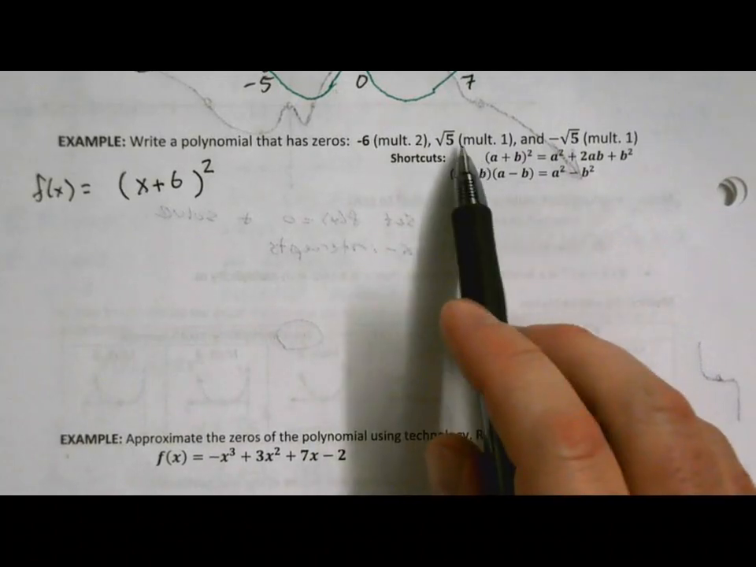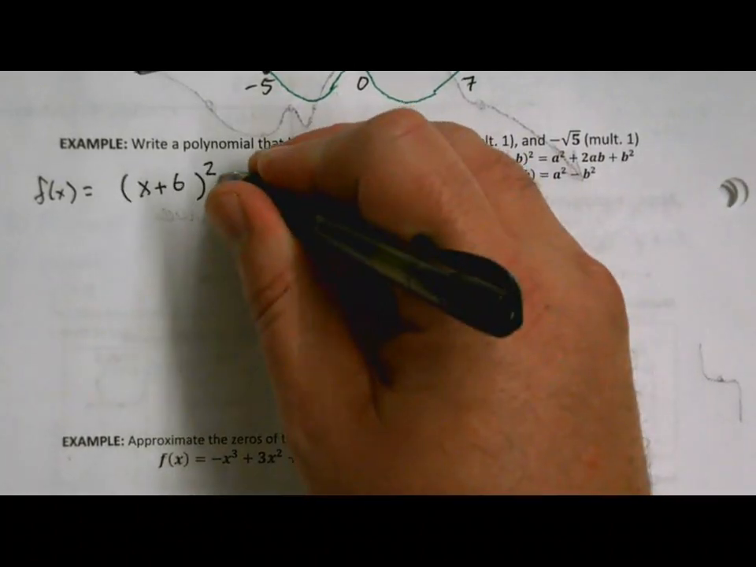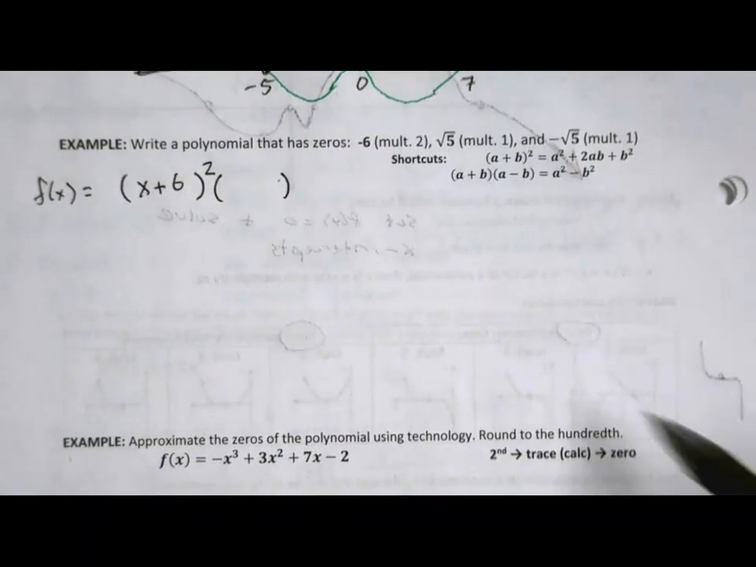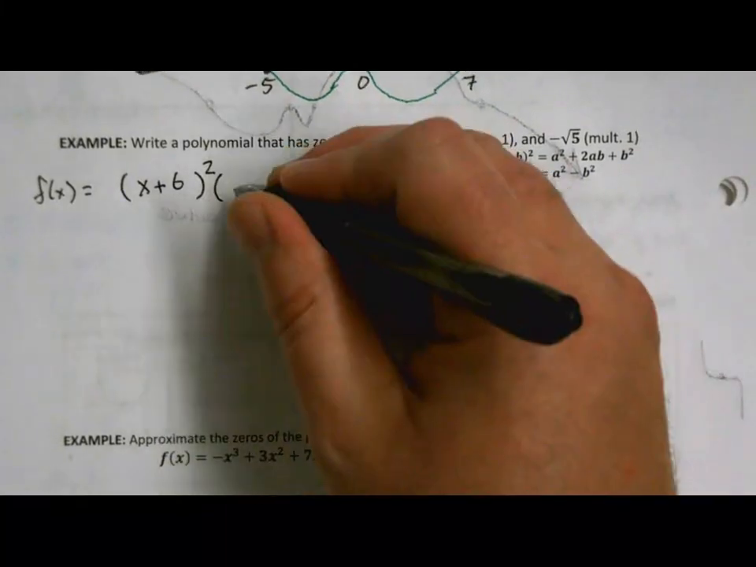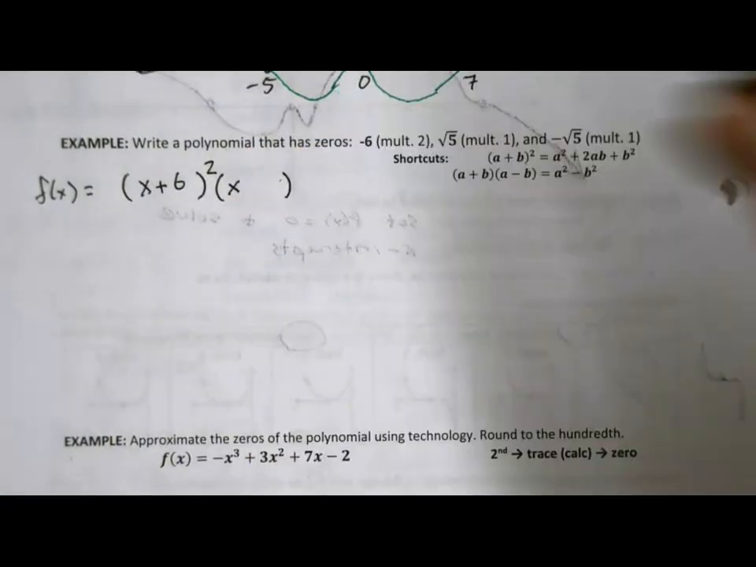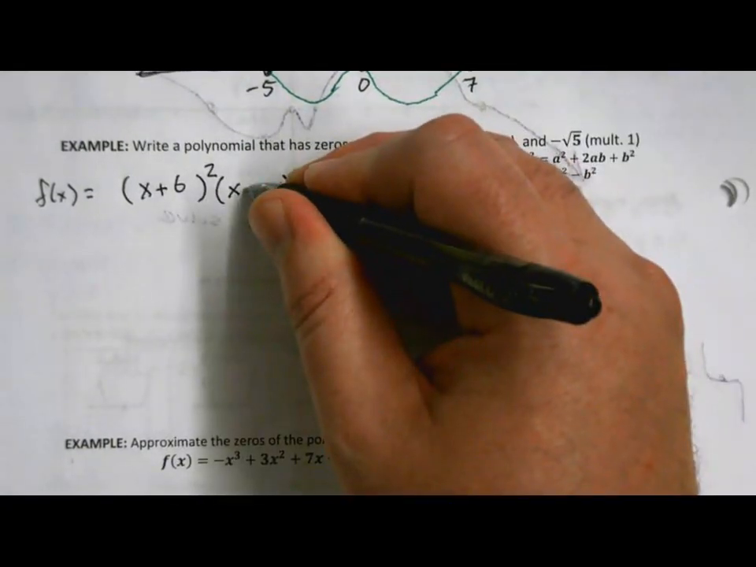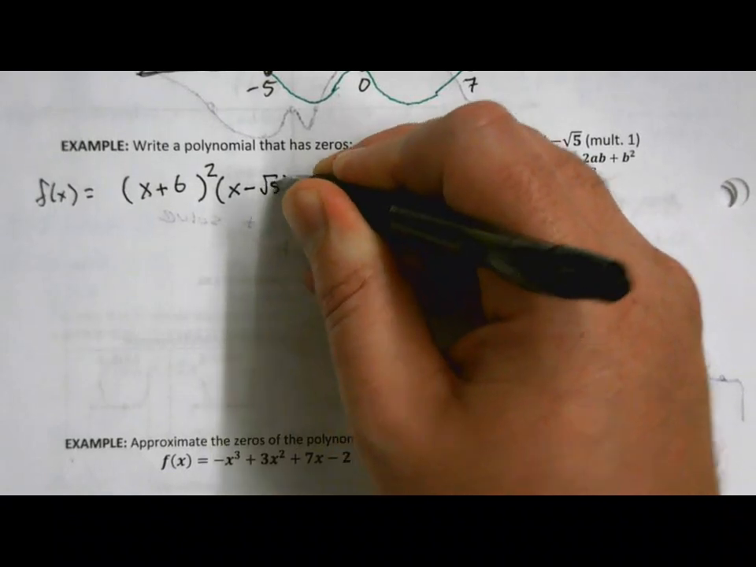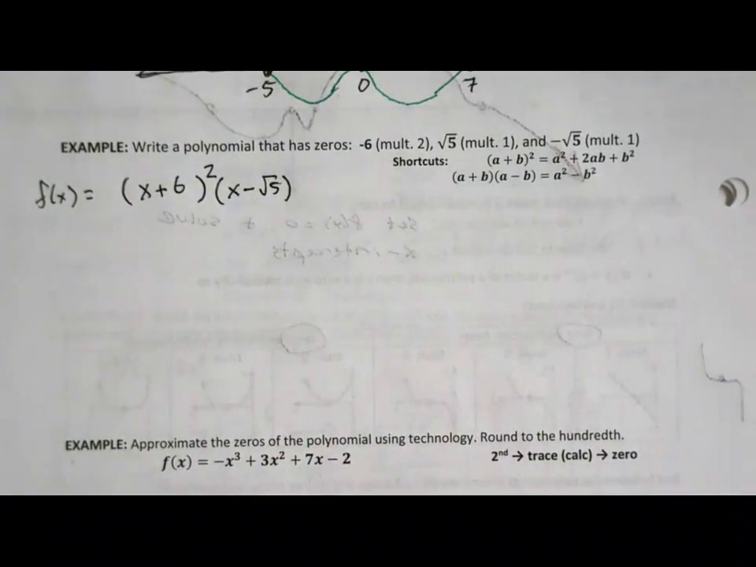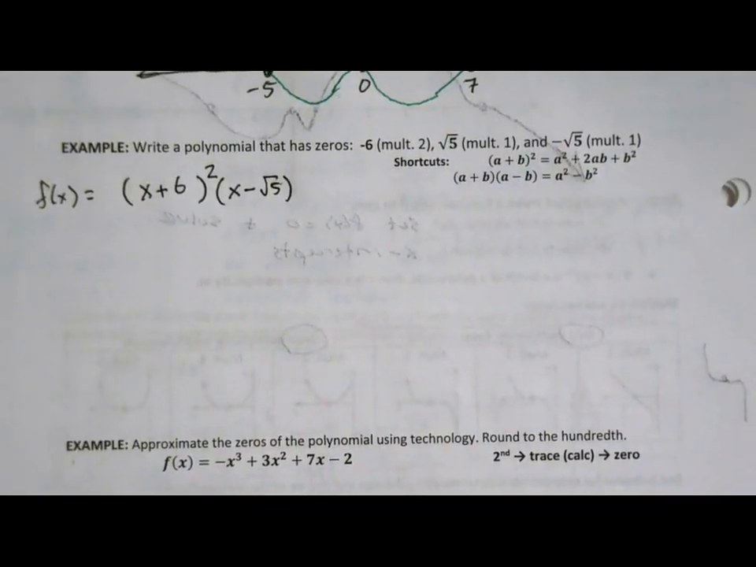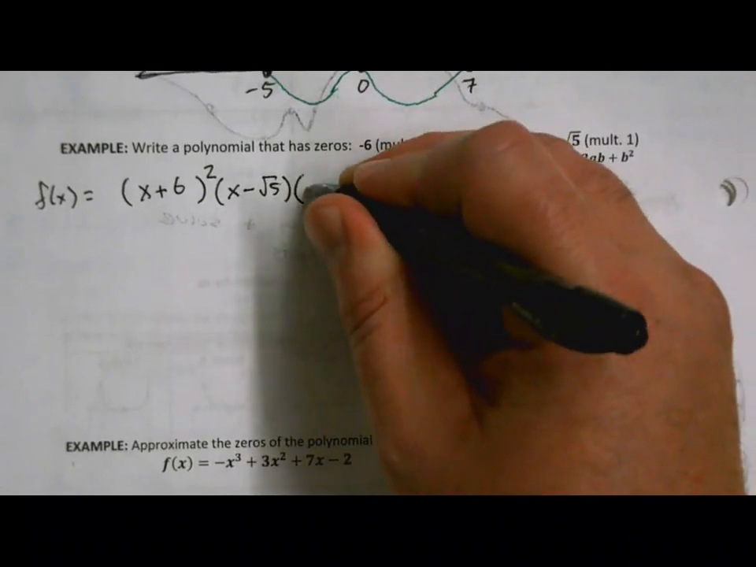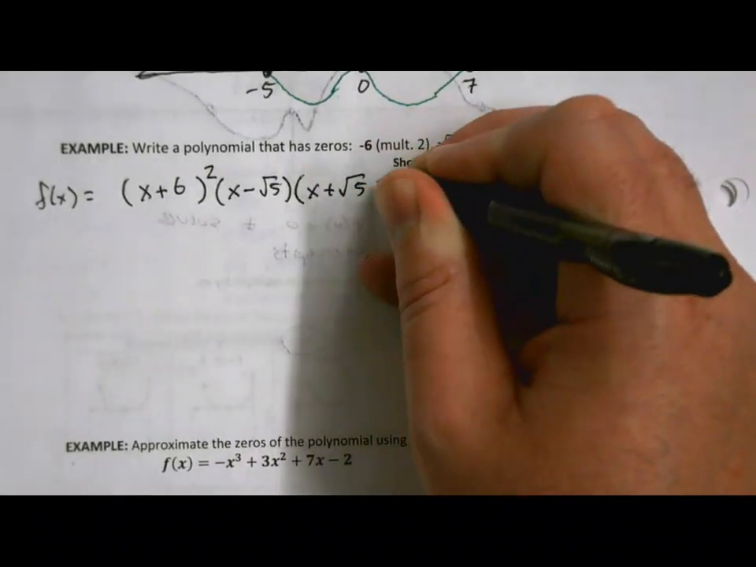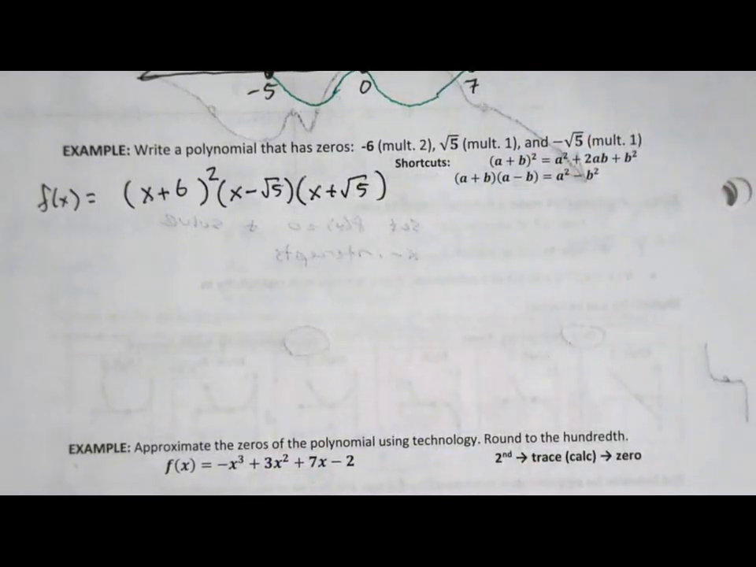We're going to have another factor. Ooh, root 5. That's a fun one. Spicy. Root 5. This is a multiplicity of 1. So if it's positive root 5, then my factor would be x minus root 5. Multiplicity of 1. So we could write an exponent of 1 on there, but we don't really need it. And then we've got another 0 at negative root 5, so that would be x plus root 5, again, multiplicity of 1. And there we go.